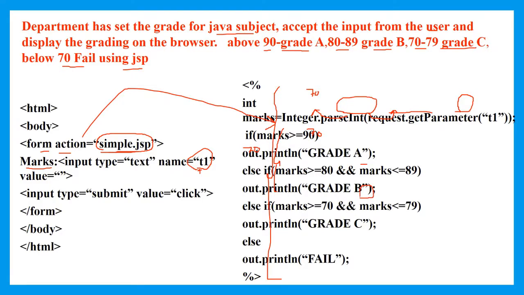For that we'll make use of a method called println method, which belongs to the class called println class. So the default object of the println class is out. With the default object of the println class, I am calling the println method and displaying the result on the browser as grade C. This everything should be done within a scriptlet tag.